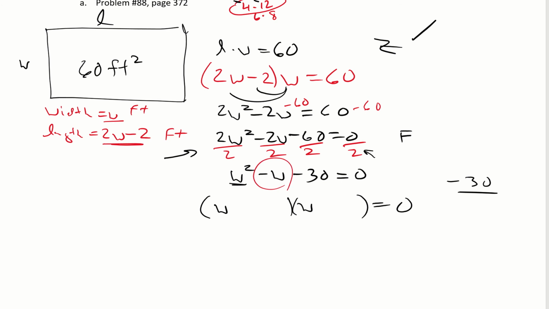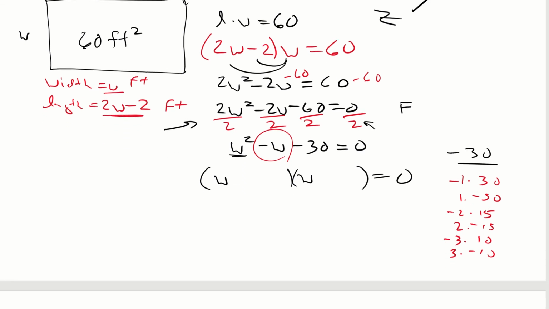So I bet you know it, some of you guys. So -1 times 30. Nope. 1 times -30. Why waste my time? -2 times 15. Nuh-uh. 2 times -15. Okay, no. How about -3 times 10? No. Getting closer. 3 times -10. It's way down at the bottom of the list.